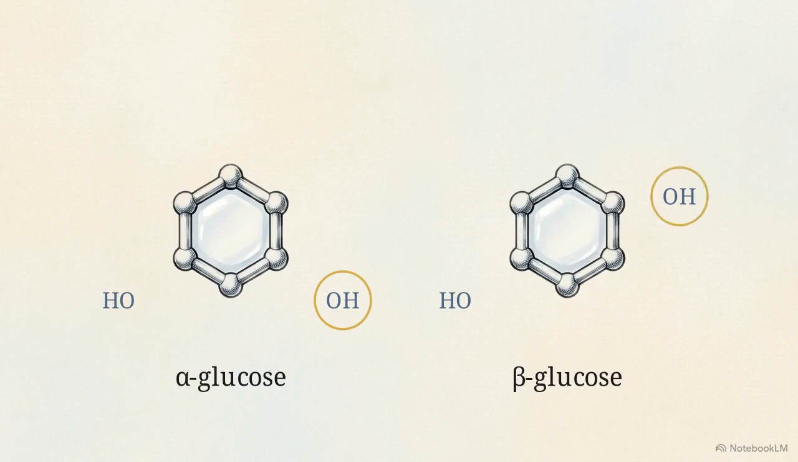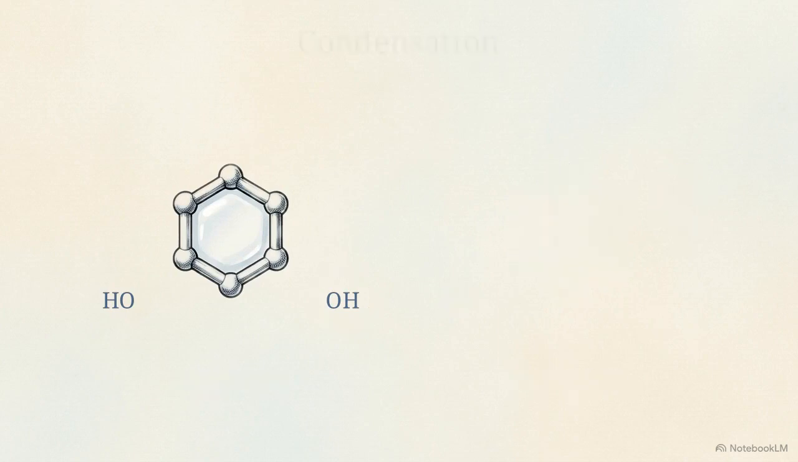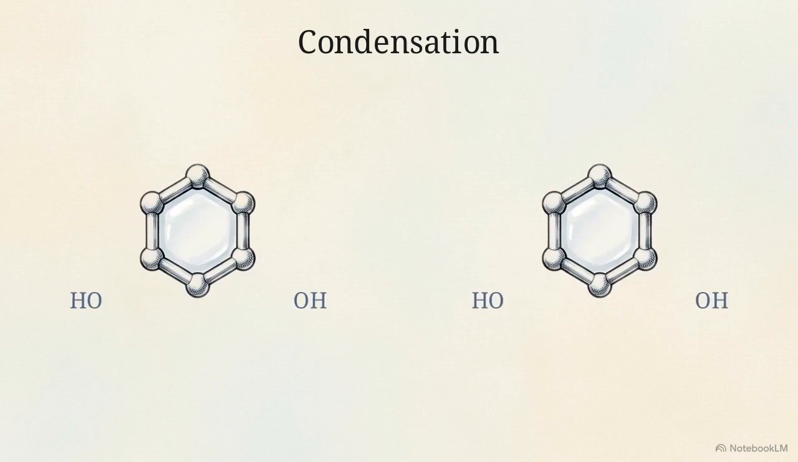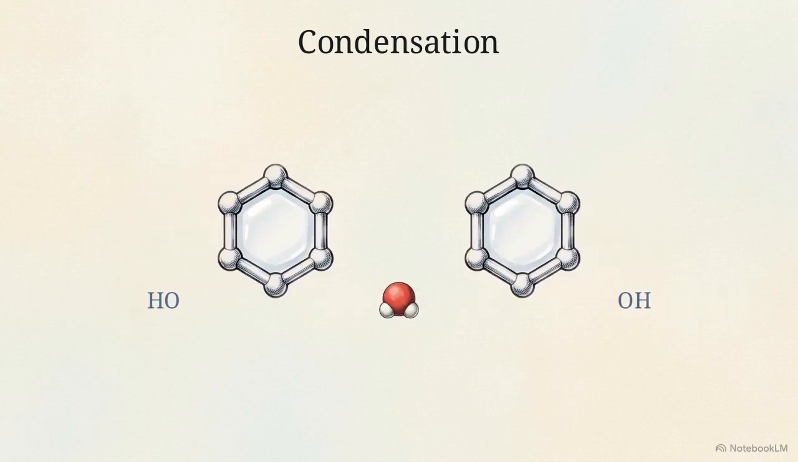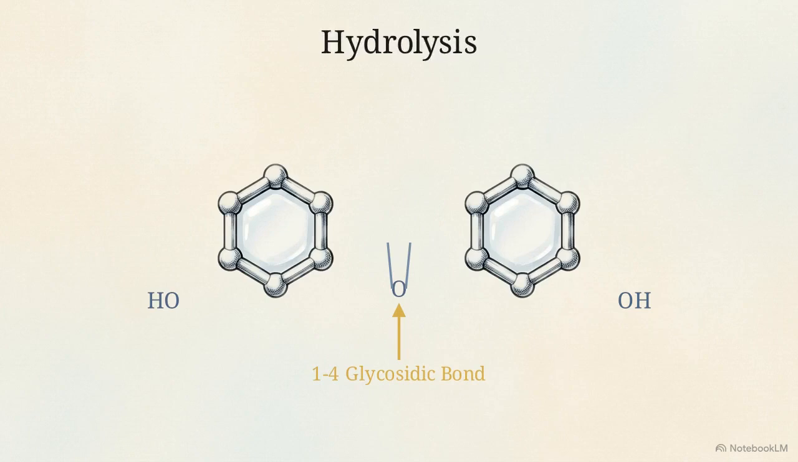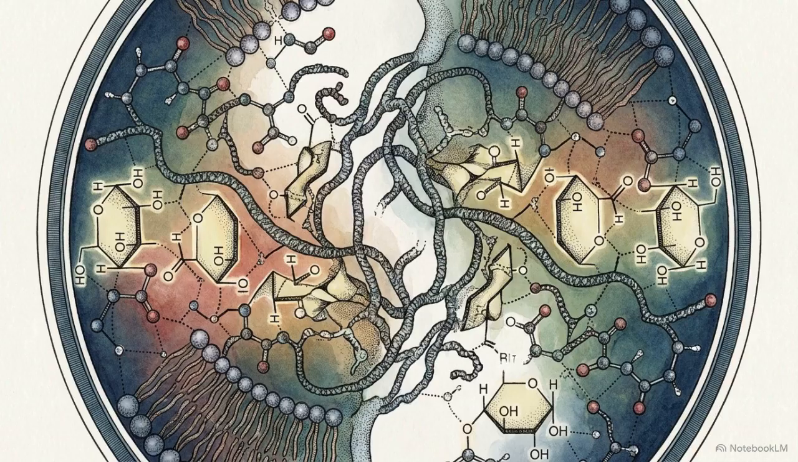When 2 alpha glucose molecules collide, their reacting groups detach to release water, forming a 1,4 glycosidic bond. The reverse of this process is hydrolysis. To break that glycosidic bond and separate the sugar rings, the cell must spend a water molecule to sever the oxygen bridge. Condensation reactions assemble specific pairs of monosaccharides into disaccharides.